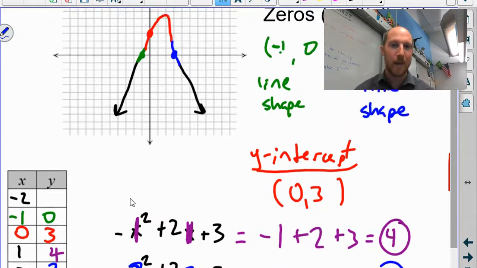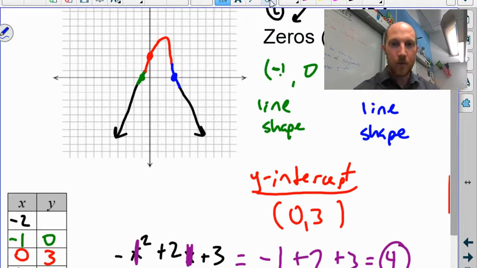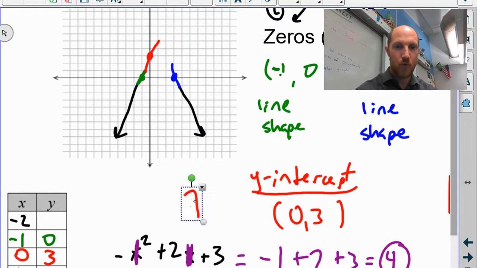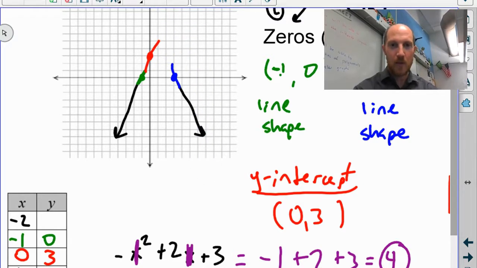Okay, so I could plot these points on the graph, and that would help me to have a more accurate graph. So this little red part right here, I'm just going to remove that and plot the points that I just found in the table of values. I can do a better job now. So I've got coordinates at (1, 4), and then (2, 3).